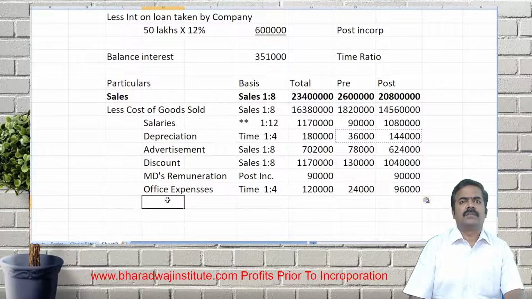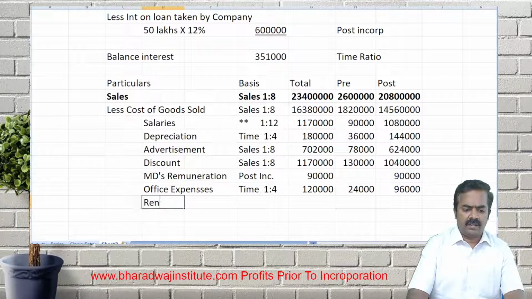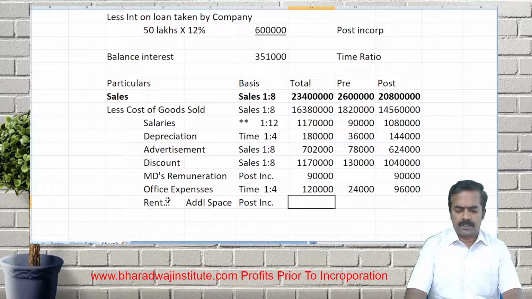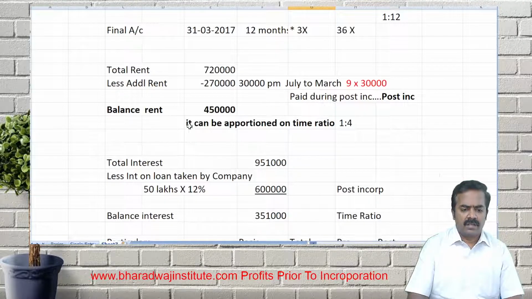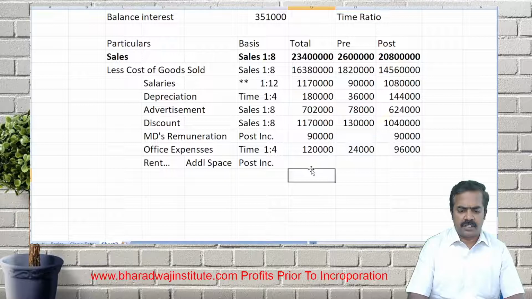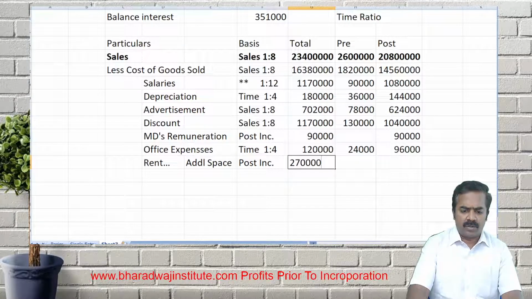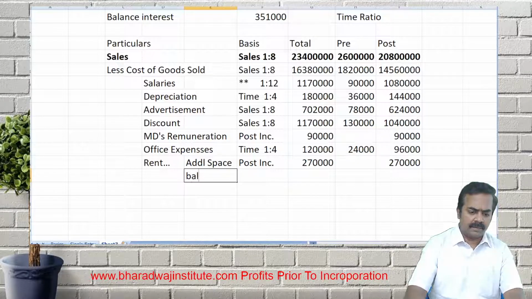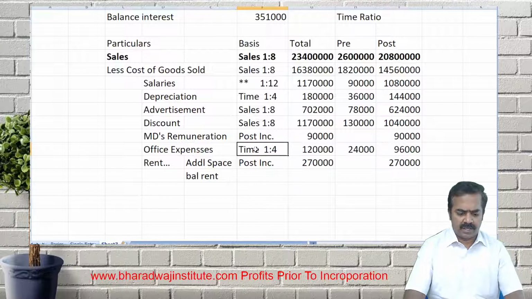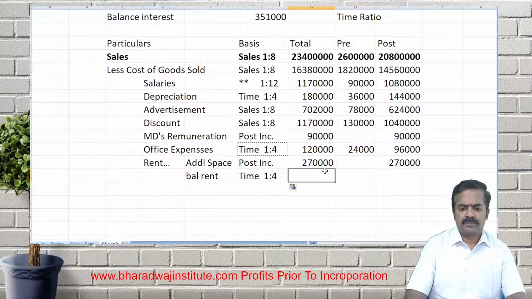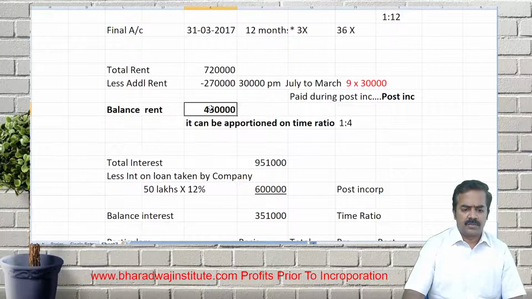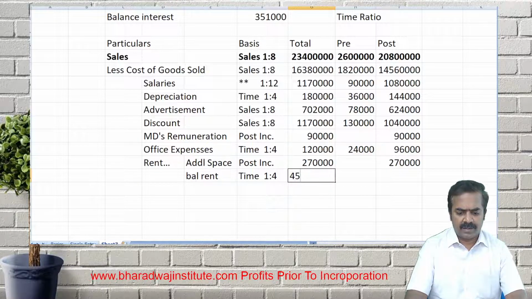Next, what is the next one? Rent. For rent we have done a working. Additional space rent is for which period? Post incorporation period. What is the additional space rent we worked out? 2,70,000. This will go to post incorporation because that premises was hired only during the post incorporation period. Then the balance rent, on time ratio. What is the balance rent? This 4,50,000 will be apportioned based on what? Time ratio.